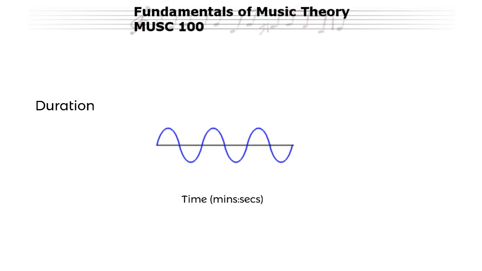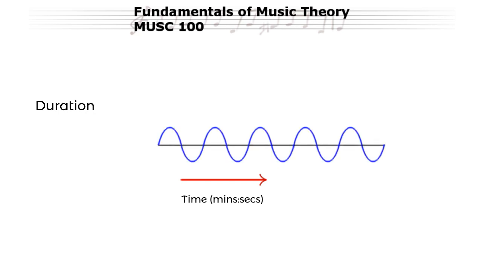Duration is the amount of time a sound wave lasts for. Remember that our sound wave graph shows us time on the left to right axis. A sound wave that lasts longer needs a longer graph. A sound wave that is shorter needs a shorter graph.